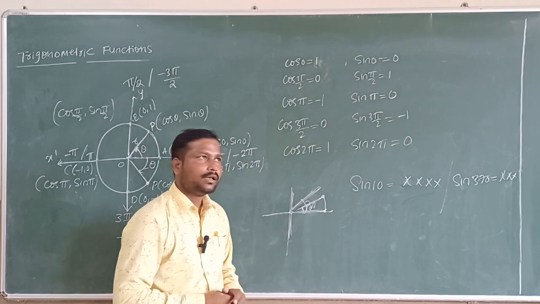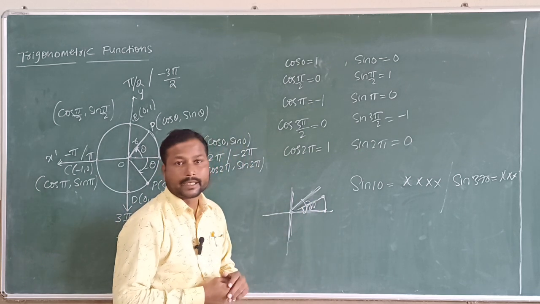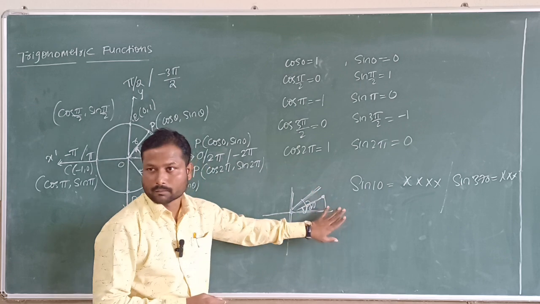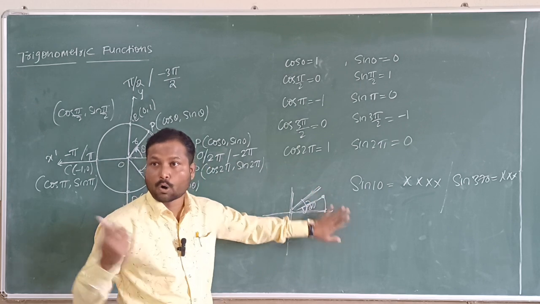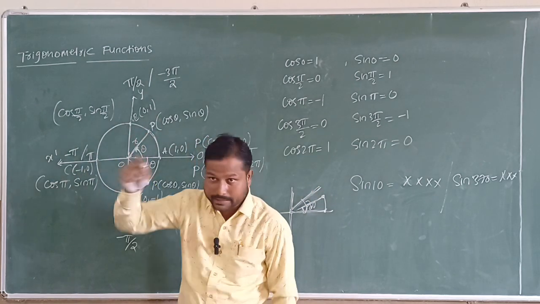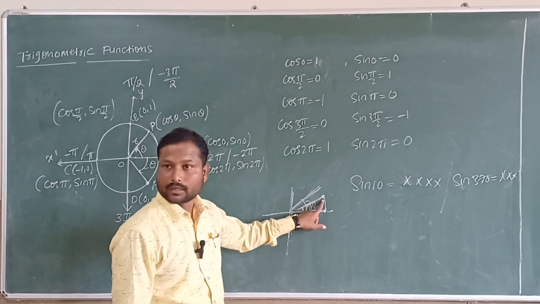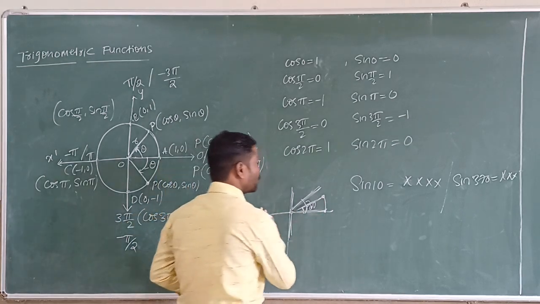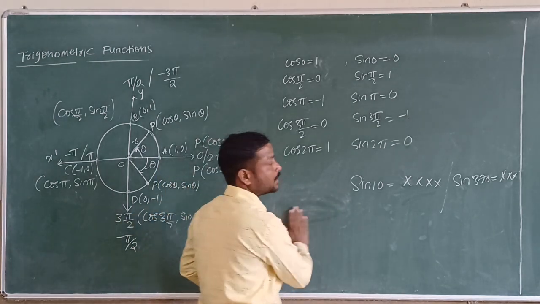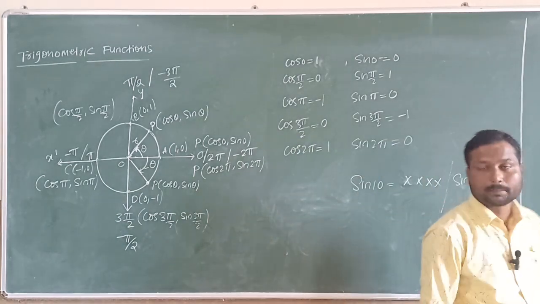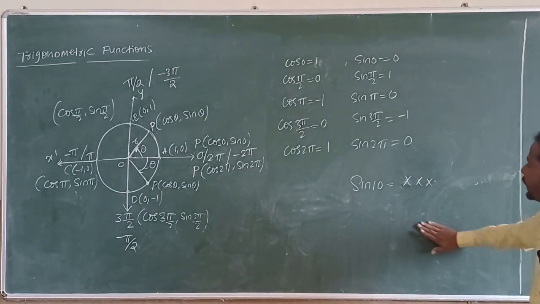Suppose this is 20 degrees, and another is 380 degrees. Both the values are the same now, because the point is at the same place. The coordinate of the point P is at the same point. What do they call this? That is circular functions. The values keep repeating, so these are circular functions.